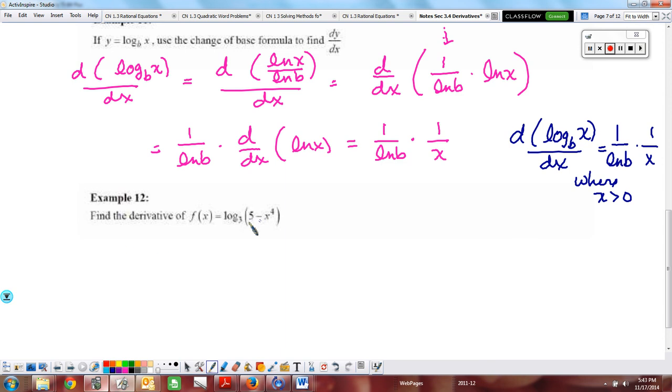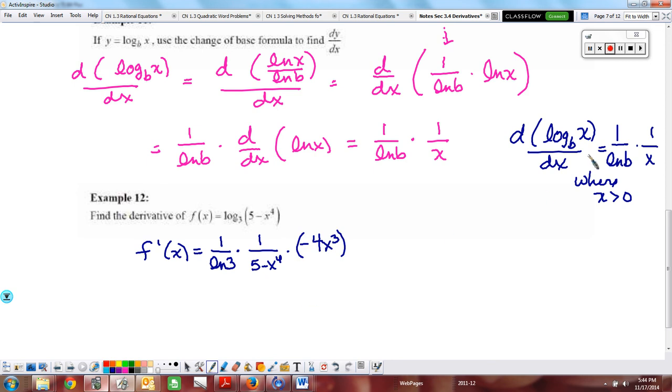All right, so we want to find this derivative, and again, just jumping right in, we have a chain rule problem. So I want to find the derivative. My u is 5 minus x to the 4th. So I'm going to do the derivative of log base 3 of u, which is going to give me 1 over natural log of 3, times the derivative of the log, 1 over u, because this is a u, 5 minus x to the 4th, times the derivative of the u, which was going to be negative 4x cubed.